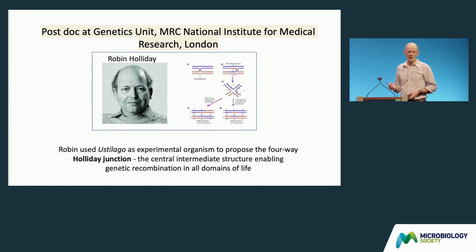Robin had used Ustilago as a model system to come up with his beautiful 4-way Holliday junction structure, which we now know to be the central intermediate which enables recombination of DNA in all domains of life. And Robin was a kind of a hero, really, and I was thrilled to have the opportunity to come to Mill Hill and do a postdoc with Robin.